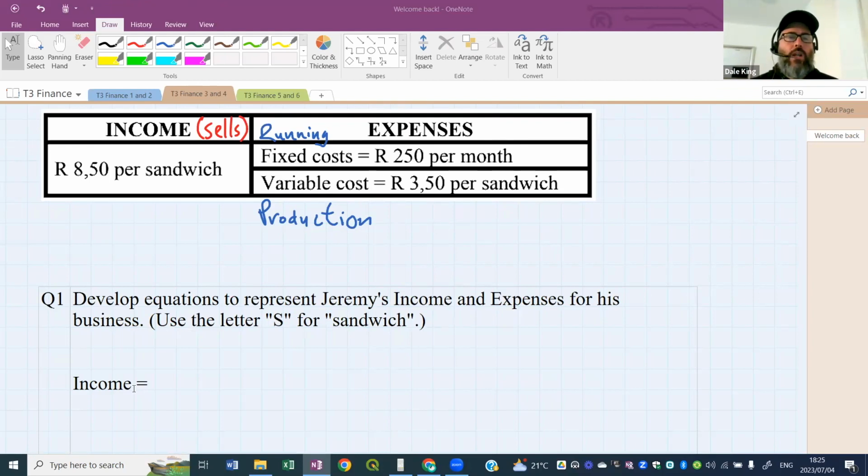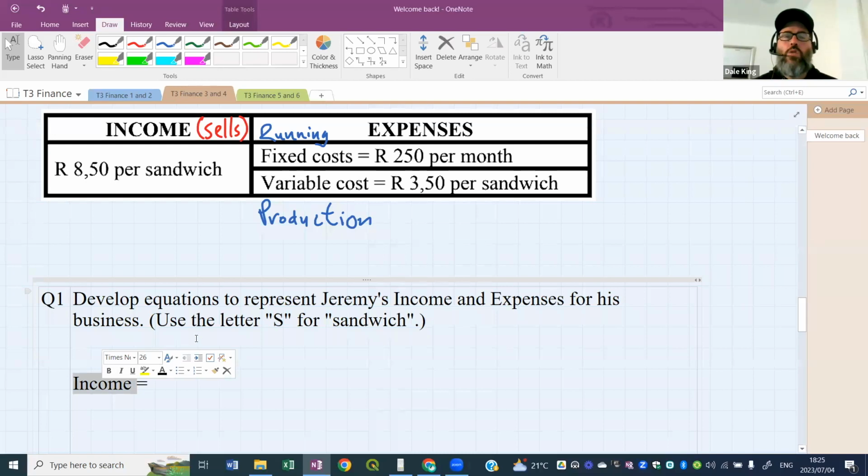In this equation, for example the income one, I've started with the word income. We can use words. I could use I for income, a letter I for income. But I've said here specifically, instead of writing the word sandwich, who wants to write that whole thing out? Let's use the letter S for sandwich. So when you're talking about the income, how do we determine the income? And when you speak about a sandwich, if you need to, just use the letter S.